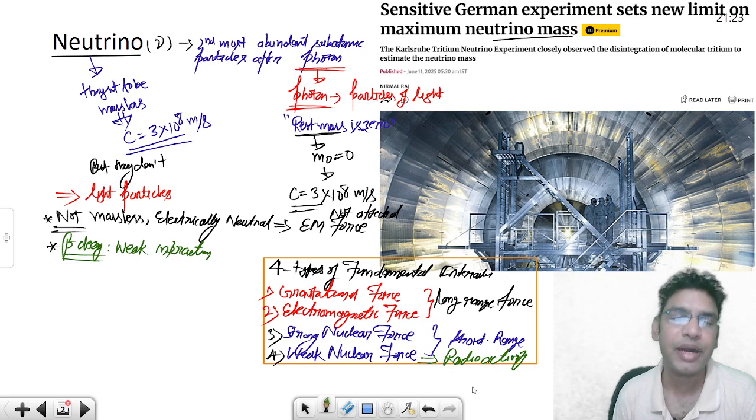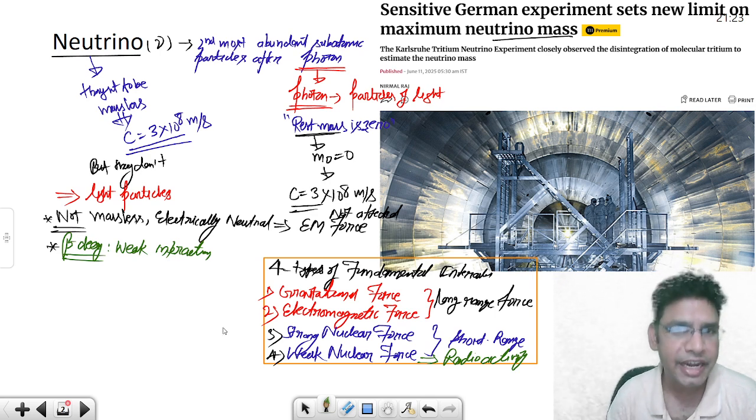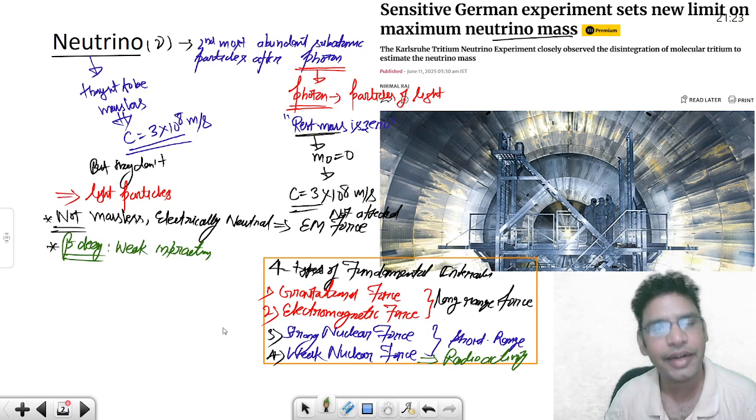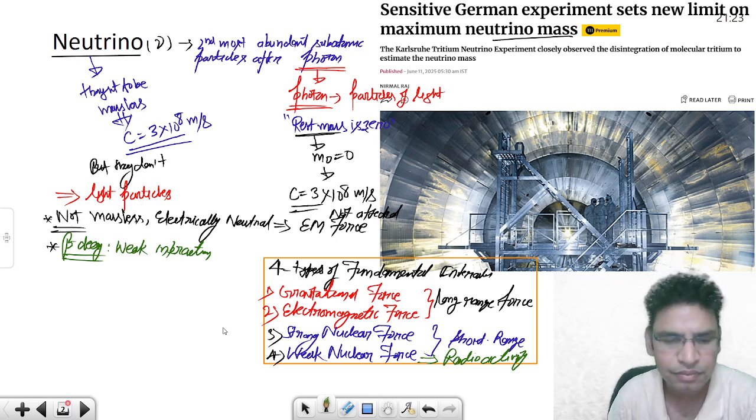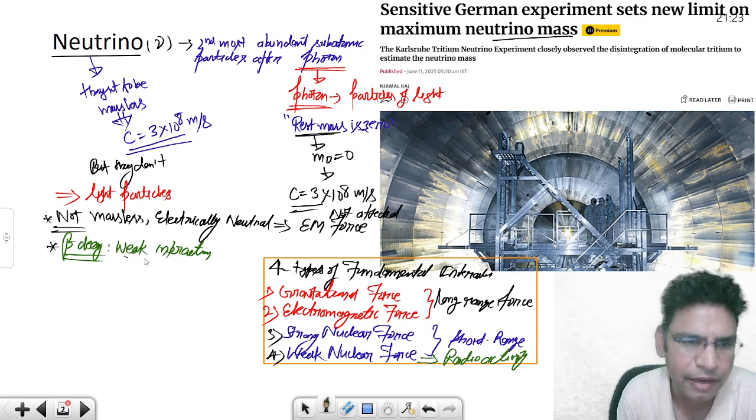She took this radioactivity to a very experimental, very profound science. She worked for it actually, right? Henri Becquerel discovered radioactivity in 1896. So you should remember some basic dates also, if you could. Okay, so these particles are only affected by the weak interaction, not by these forces.